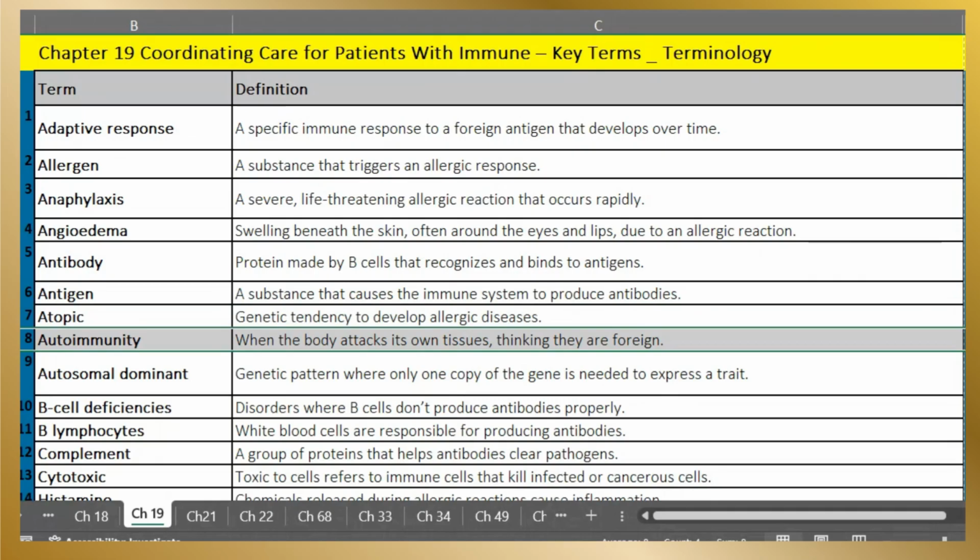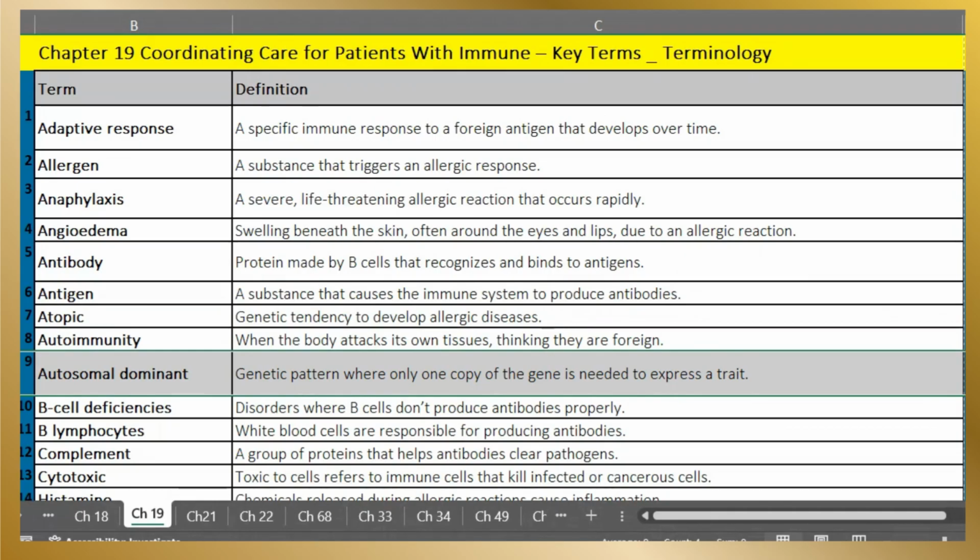Then we have autoimmunity, when the body attacks its own tissue, thinking it is foreign. Auto means self, so the immune system mistakenly attacks itself. That is autoimmunity, and there are some diseases that attack the body's own tissue.